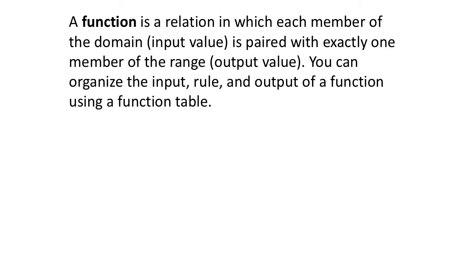So a function is a relation in which each member of the domain input value is paired with exactly one member of the range output value. You can organize the input, rule, and output of a function using a function table, which we've done. This is just a table. But remember, you're just looking for any x values that repeat. If they don't repeat, then it's automatically a function. If they do, then you've got to look at their corresponding y values, which is what this is saying, just in more nerdy terms.